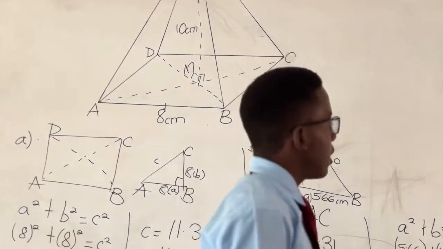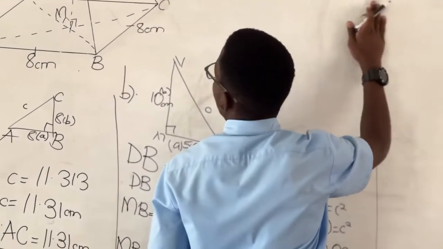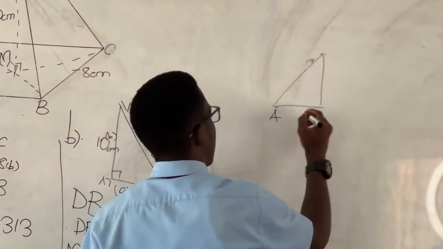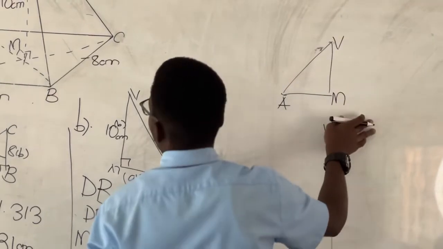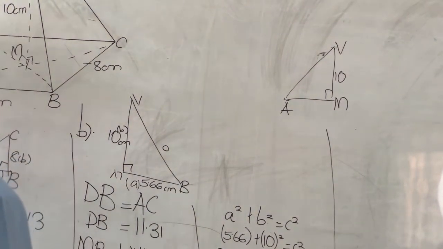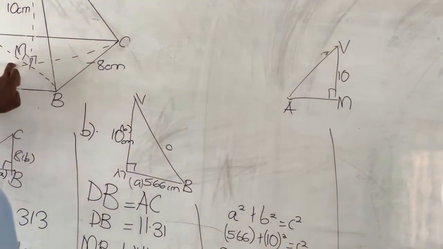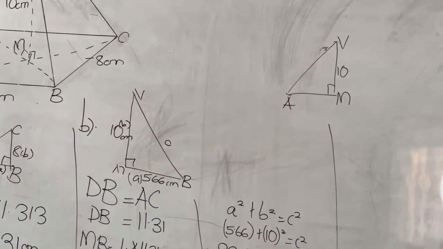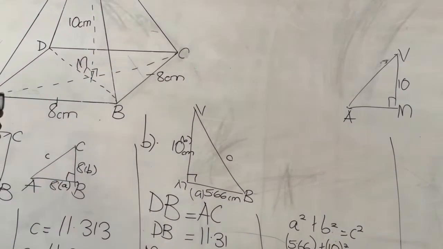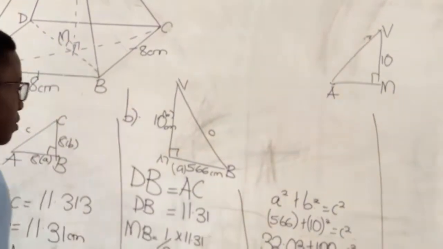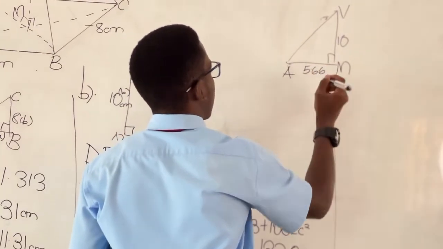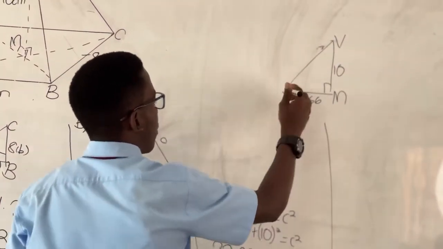Hope everyone can see that. We're going to use another right angle triangle, which is like this. So we have A, M, and V. We know VM is 10, this is right, and we know AM is the same as DM, or it's the same as MB, because this is a half of AC, and MB is a half of DB. So we're going to use the same, which is 5.66. So we put 5.66. We have 10. And now we want to find the angle.